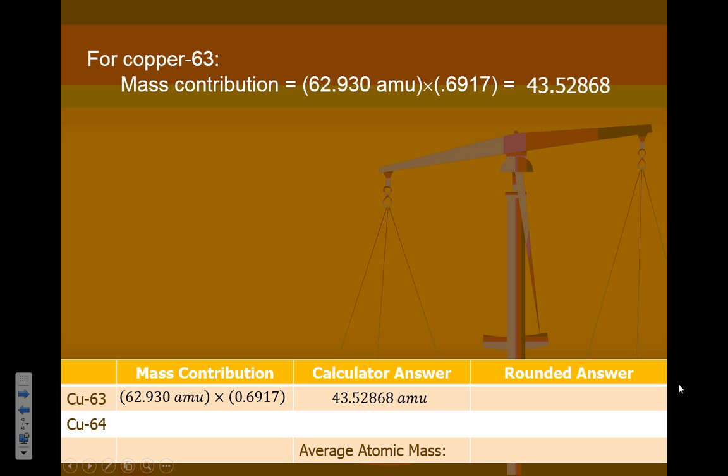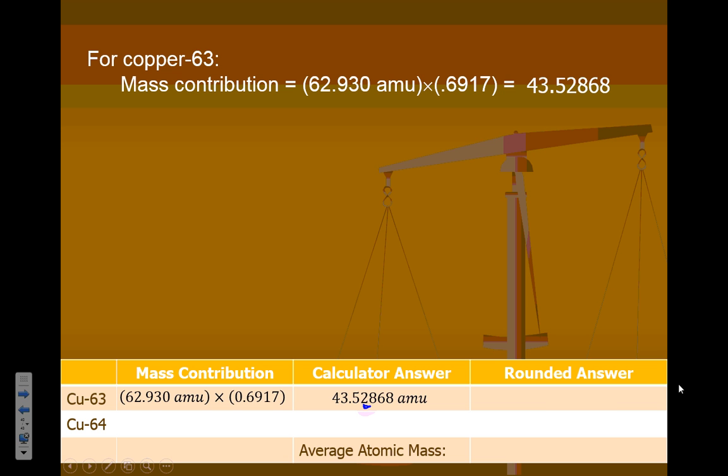But next I need to evaluate that answer and get the right rounded answer. 62.930 has 5 sig figs. 0.6917 has 4. 4 is less significant than 5, so we have to round our answer to 4 sig figs. So we count over 4 places, which means we're rounding at the 2 in the hundredths spot right here.